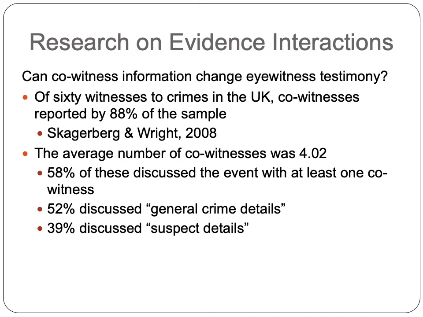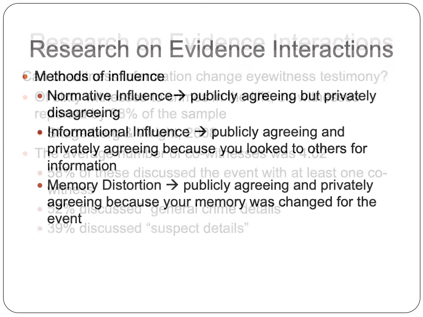In fact, about 60% of these people discussed the event with at least one co-witness before they made an identification. 52% discussed general crime details, and about 40% discussed the suspect's details, specific things about the suspect, right? And so there are different kinds of methods of influence.